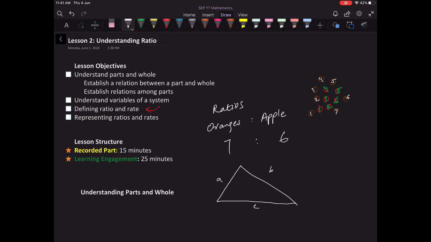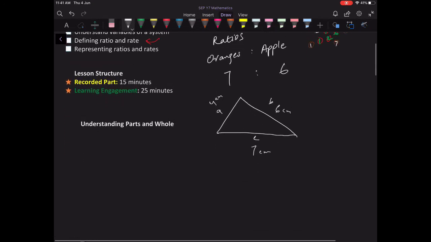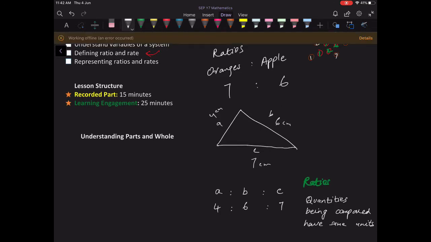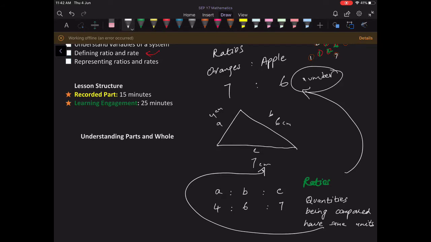Let's do another example. This time the ratio is between the sides of a triangle. The ratio is written as A ratio B ratio C. So ratios are mathematical relations that are established between quantities that are in the same units. In the case of the triangle, the quantities were all in centimeters, and in apples and oranges, they were simply in numbers.